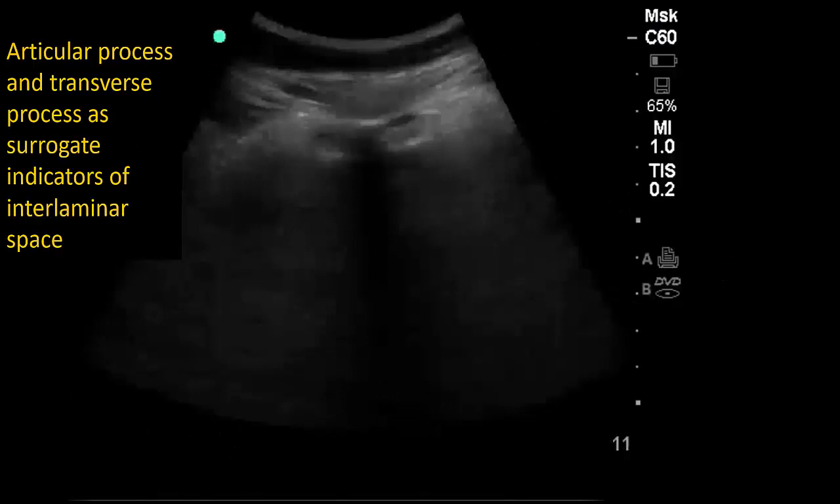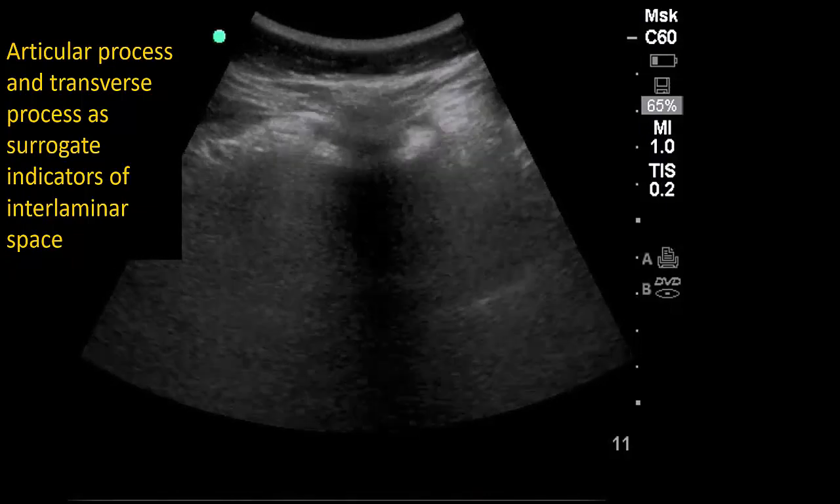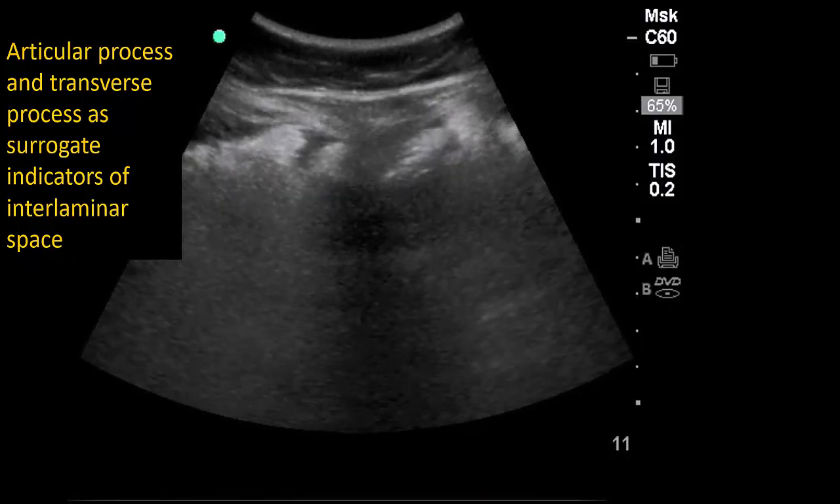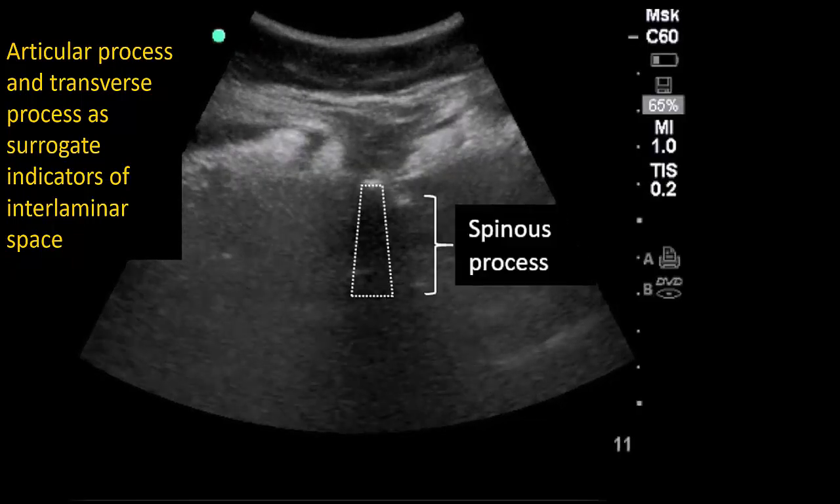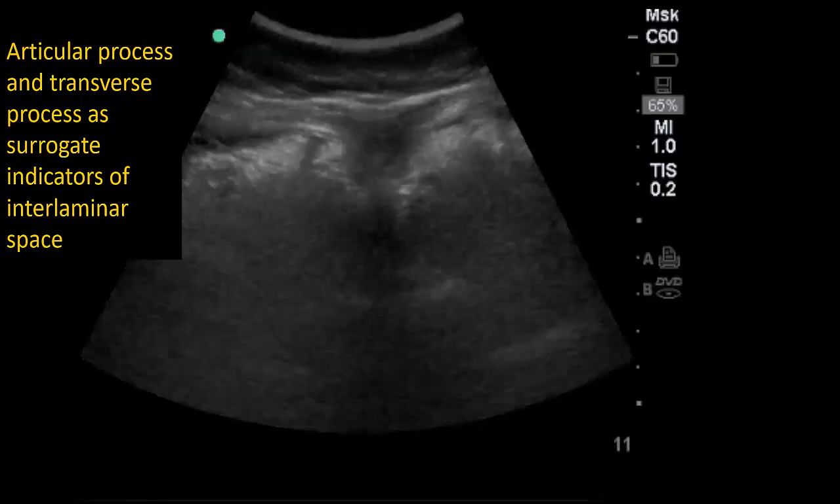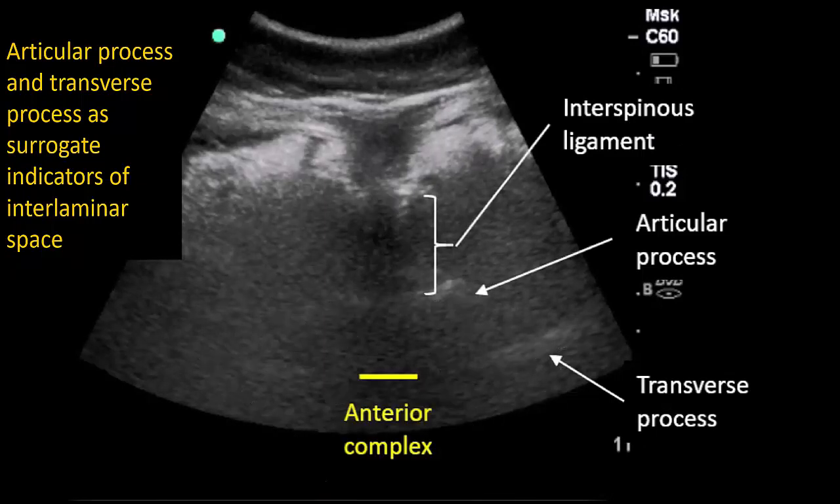This video illustrates this principle in real time. Watch as we scan slowly caudad from the upper lumbar spine and a definite spinous process comes into view, recognizable by its acoustic shadow and hyperechoic cap. As we continue scanning, we see hyperechoic structures appear lateral to the spinous process acoustic shadow. These are the articular and transverse processes.